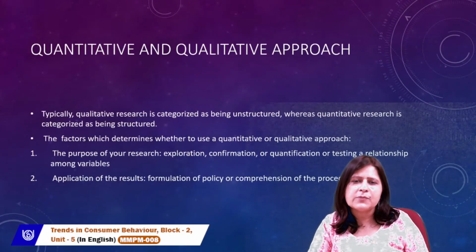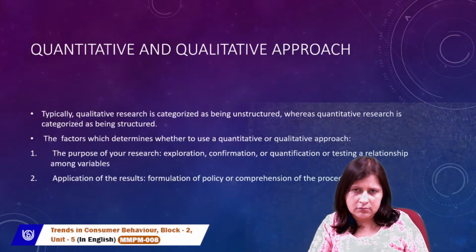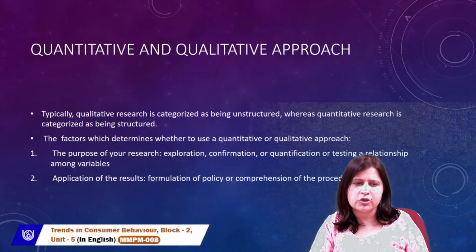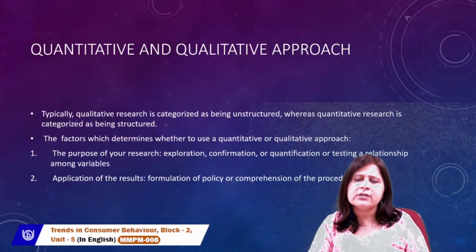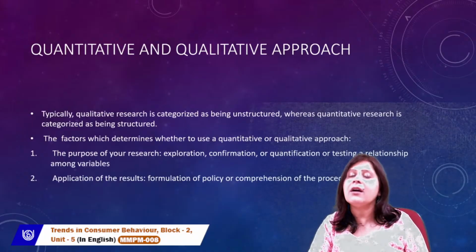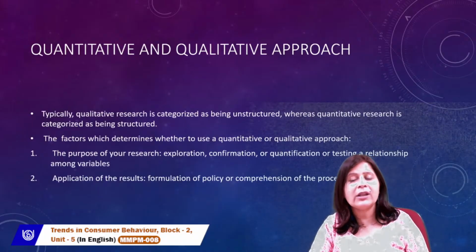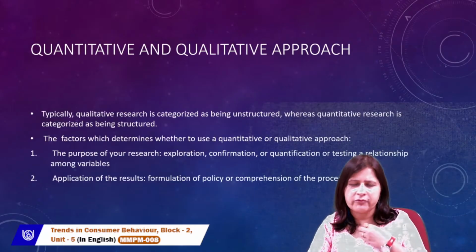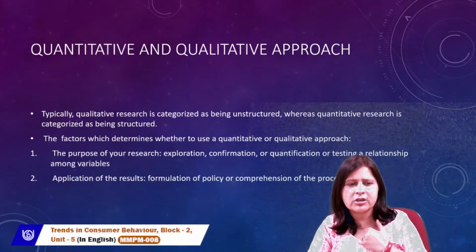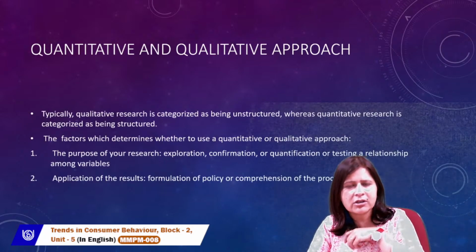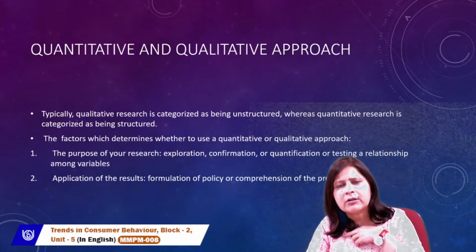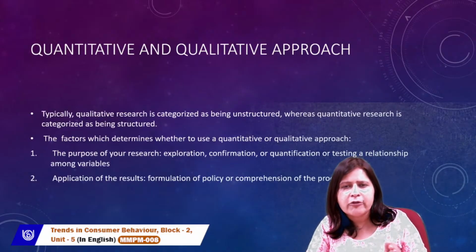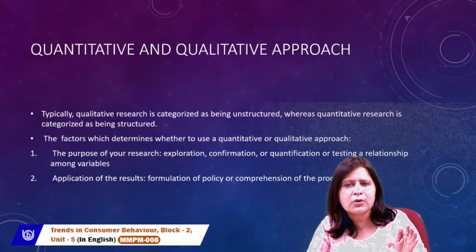There are two types of approaches in research, that is qualitative research and quantitative research. Typically, qualitative research is categorized as an unstructured type of research, while quantitative research is categorized as a structured type of research. What are structured and unstructured types of research? Structured research means that in quantitative research there are well-defined techniques and tools which one will use to carry out the research.